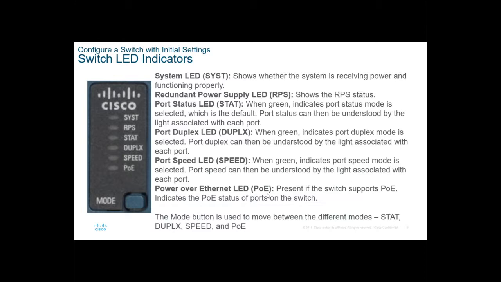The port status light, the port LEDs, the port lights can be either status mode, duplex mode, or speed mode. You can push that mode button, that blue mode button at the bottom, and you can switch it between these three things. By default, it's going to light up green whenever you plug in a device. The link light will come on after a moment. We don't have power over Ethernet present on these switches. Most production switches do have power over Ethernet because it's used to power Cisco telephones and Wi-Fi access points.